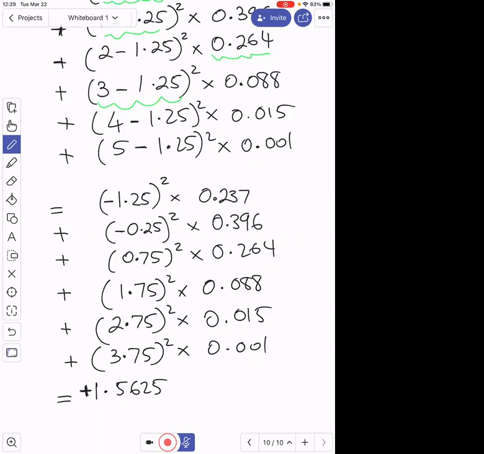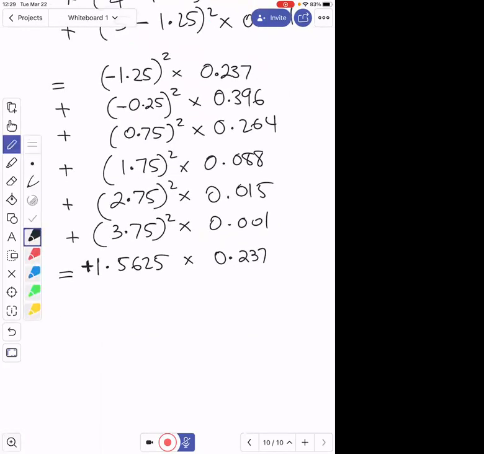Okay, so your answer cannot be negative, guys. The S squared, the variance, has to be positive. So times, of course, 0.237, etc. So you do the square. So plus, you have 0.25 squared, right? So that'll be equal to 0.0625 times 0.396, etc.